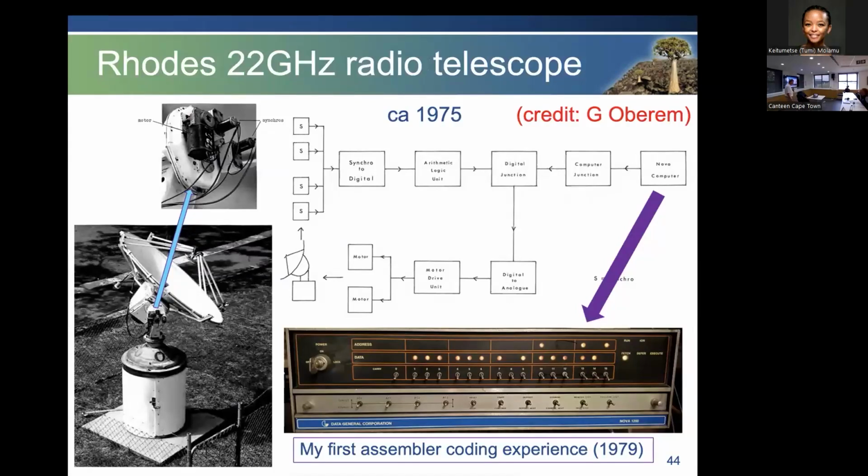Just going back to being parochial again, the little dish at Rhodes, a 22 gigahertz dish, had the entire control system in there. And Graham Obram, who built this based on a very old computer, taught us control systems. He taught himself control systems building a radio telescope, and then he went on to teach us how to understand the control systems. The old days of computers with flashing lights and switches on the front were fantastic. It's also where I learned assembler programming.